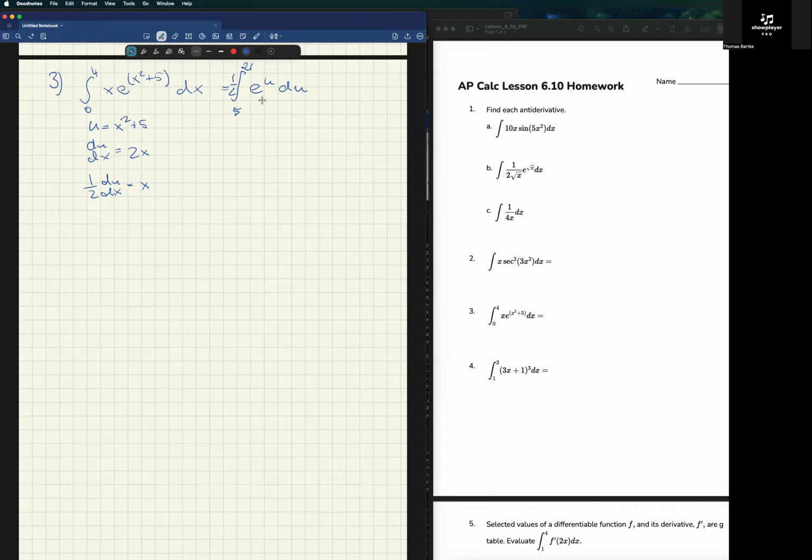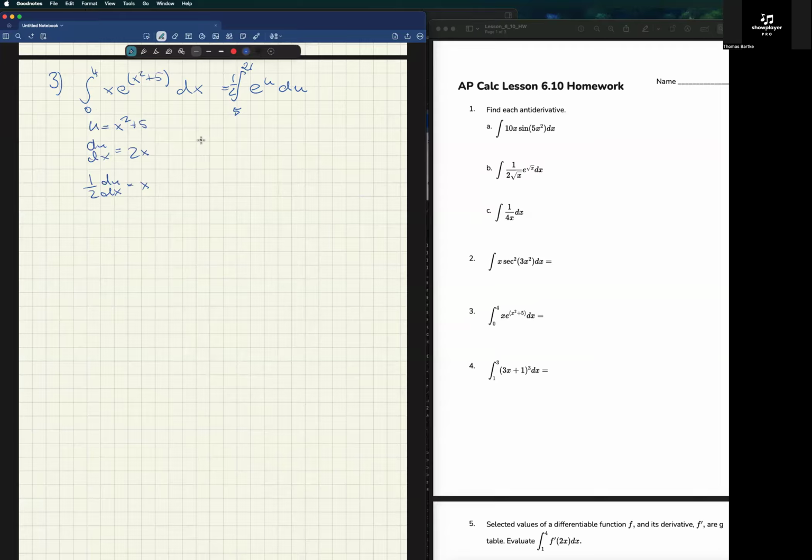We sometimes call this being in the u world. This is the x world. This is the u world. And the boundaries are translated by simply plugging the x boundaries in for x, where you set u equal to whatever the expression is, and then the result of that gives you the boundary for u.